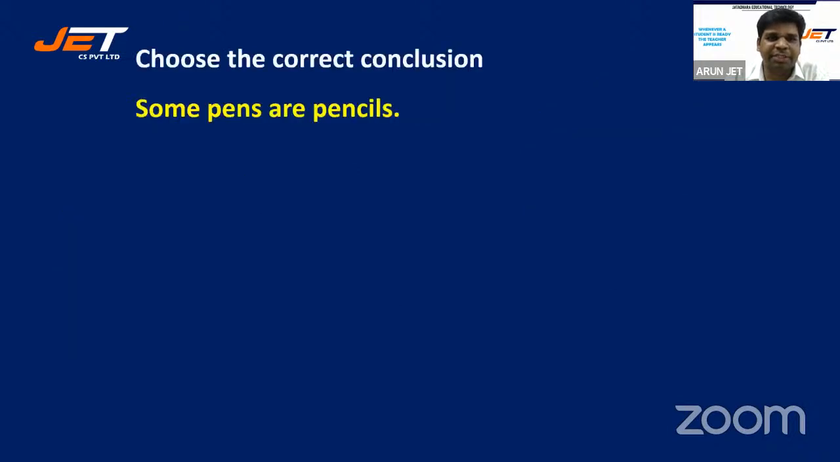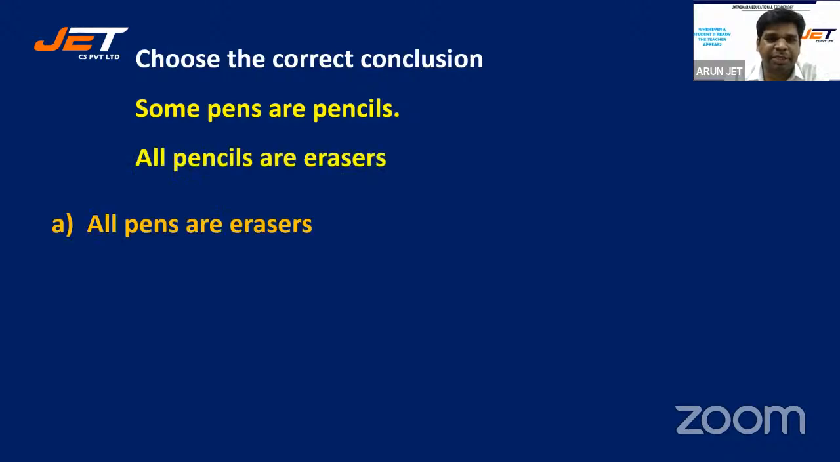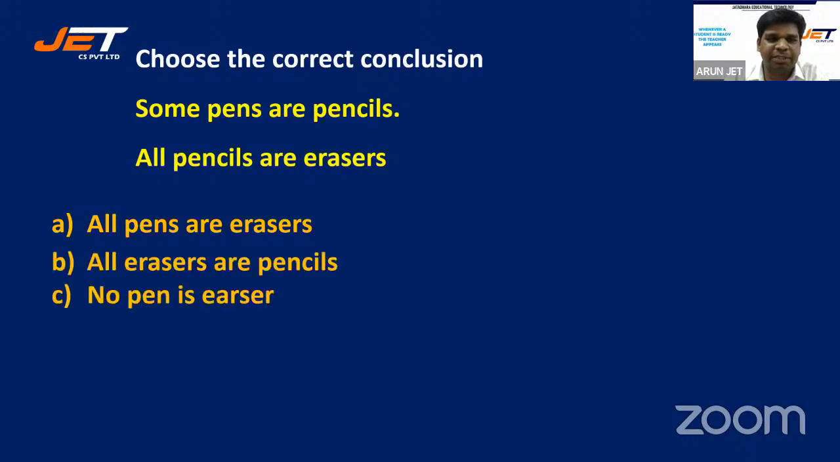Choose the correct conclusion in this case. Some pens are pencils. All pencils are erasers. All pens are erasers. All erasers are pencils. No pen is eraser. Some pens are erasers. Just draw the circles. Depending on the intersection, you can conclude.